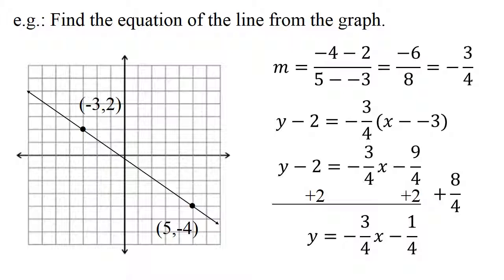And let's see, does that make sense? Well, the slope's negative. It is going down. If I look at where it's hitting the y-axis, it is in the negative area, and it's a small number, so -1/4 would make sense for where that hits. So this is probably the correct equation for this line. So that's how you do it. If you have 2 points, find the slope, and then use one of the points and the slope to find the equation.